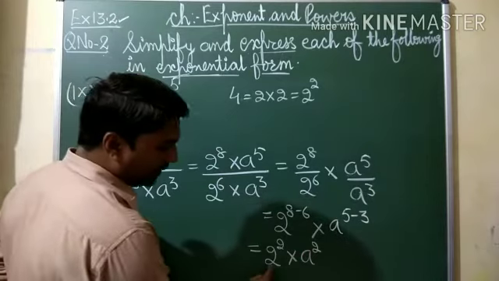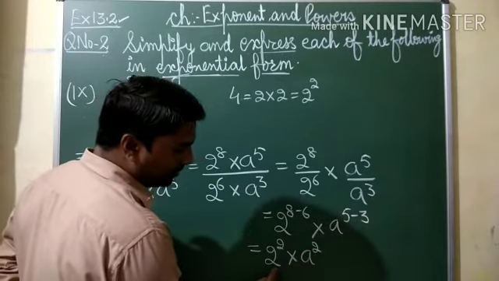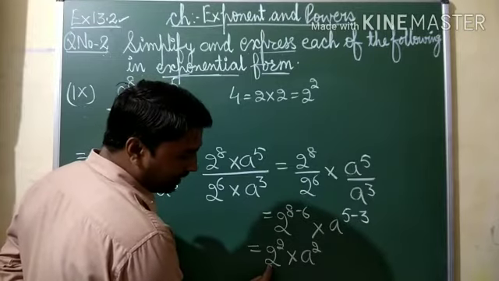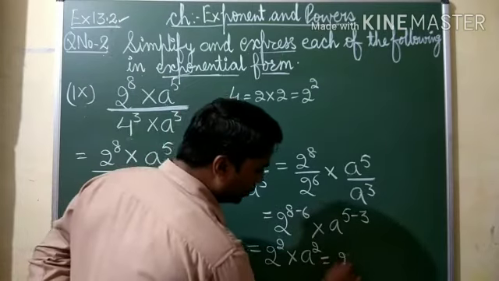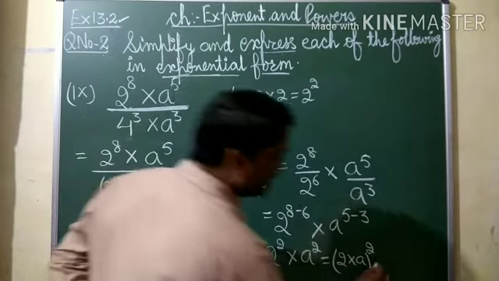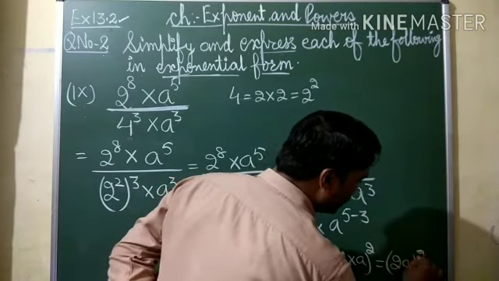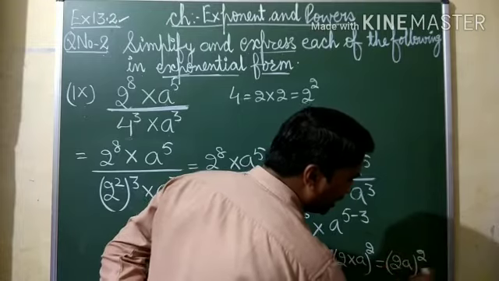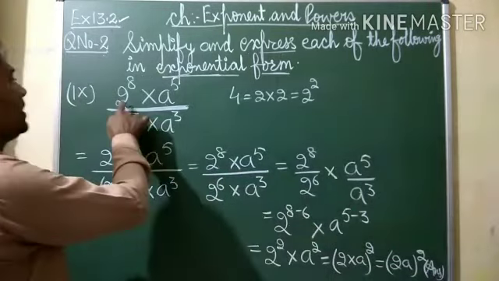Now again here we can see that 2 raised to 2 multiplied by a raised to 2 is the case of multiplying powers with the same exponent. So we get 2 multiplied by a, whole raised to 2, which can also be written as 2a whole raised to 2. So (2a) raised to 2 is the required exponential form of the given expression.